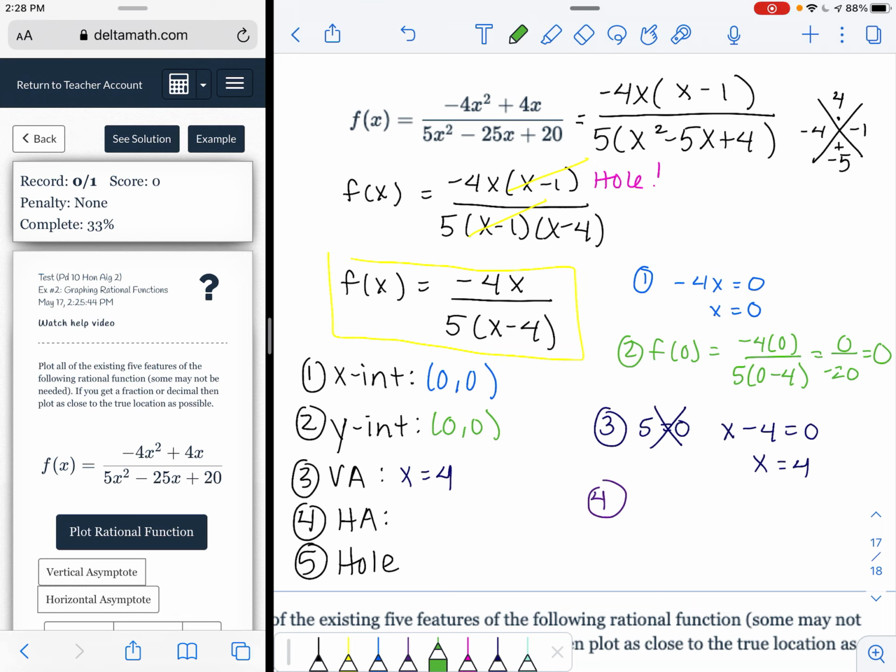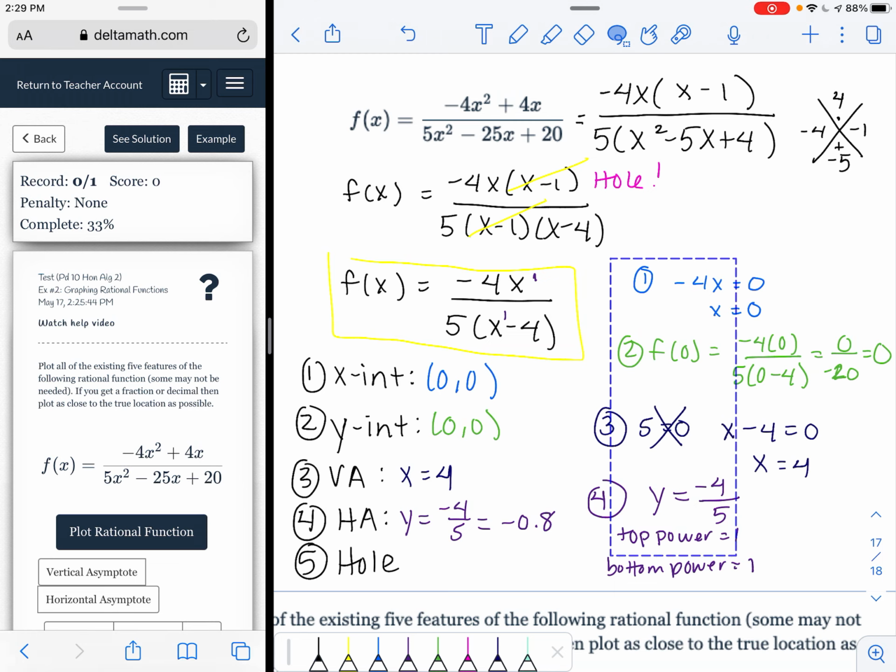All right, for our horizontal asymptotes, we're going to look at the degree of the top and bottom. So my top power is equal to 1. I have x to the first, and my bottom power is also equal to 1. So remember, when they're equal to each other, you take the ratio of the coefficients. It's going to be y equals, I have a negative 4 in the top and a 5 in the bottom. So that's y equals negative 4/5, which to graph might be easier as a decimal. If we do negative 4 divided by 5, we get negative 0.8.